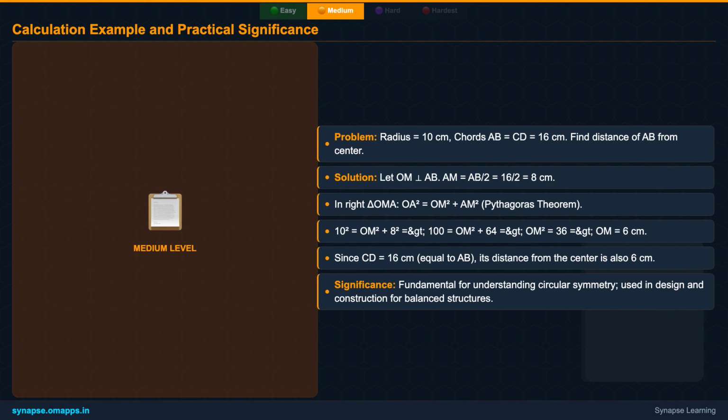If a circle has a 10 cm radius and two chords, both 16 cm long, how far are they from the center? We draw a perpendicular from the center to one chord, bisecting it into 8 cm segments. Forming a right triangle with the radius as hypotenuse, we use Pythagoras, 10² is equal to OM² plus 8². This gives OM is equal to 6 centimeters. Since both chords are 16 centimeters, they are both 6 centimeters from the center. This theorem is vital for ensuring symmetry and balance in various designs.